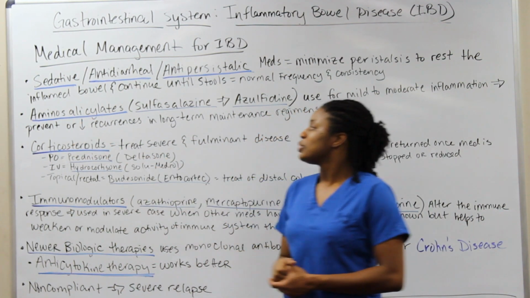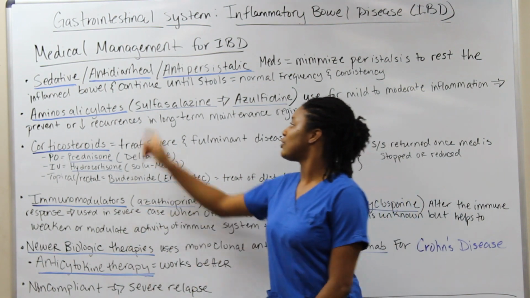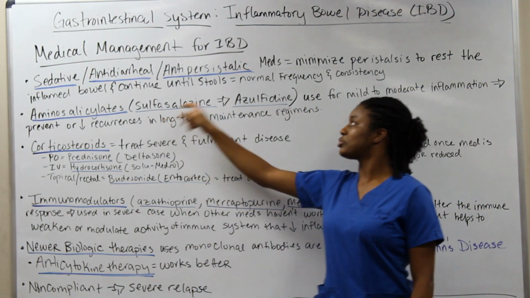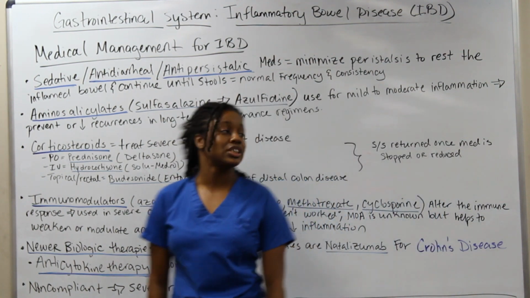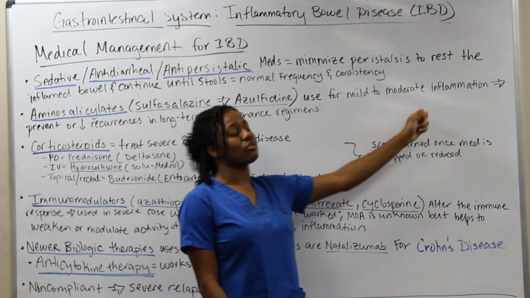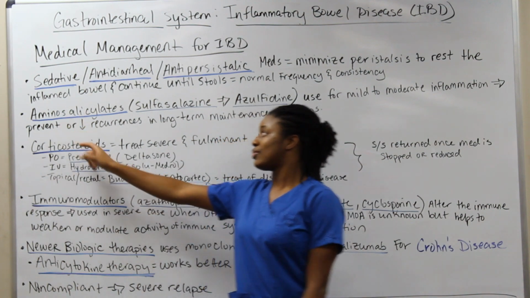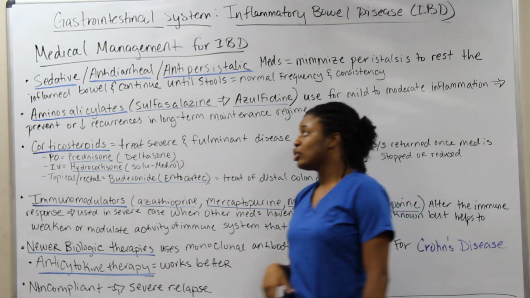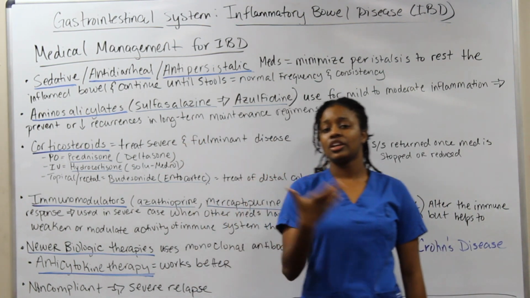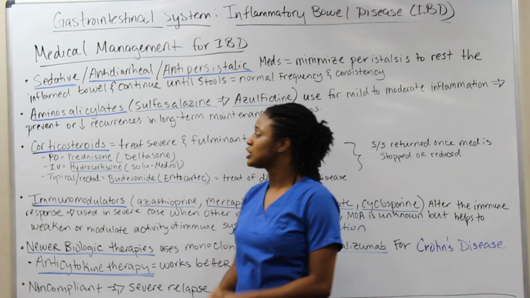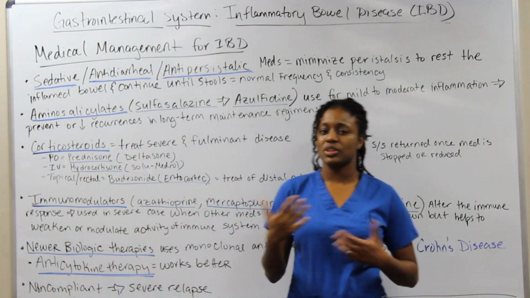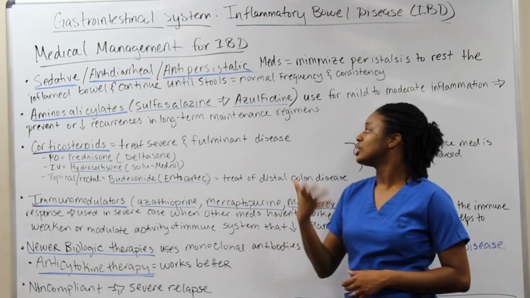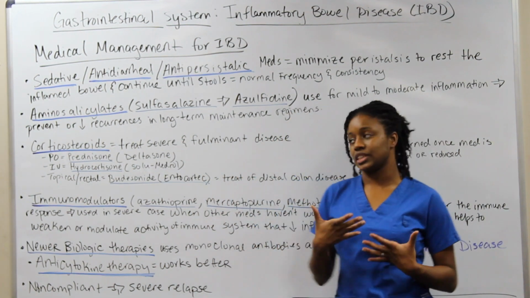The next thing you have is aminosalicylates, which you have an example of here, all right? This is your generic name, this is your trade name, and what this is used for is mild to moderate inflammation, and what's going to happen is you're preventing or decreasing the recurrence in long-term maintenance regimens, all right? So this is another medication that the patient could use. Also, you have corticosteroids, which I mentioned before. These are your anti-inflammatory medications, and they are to treat the severe cases of the disease, okay?